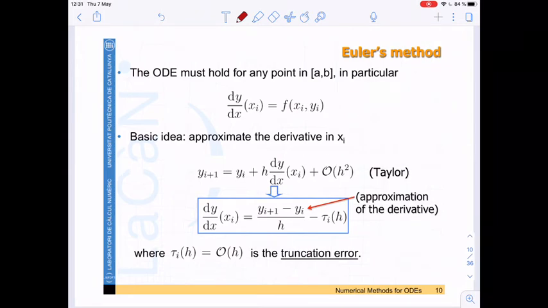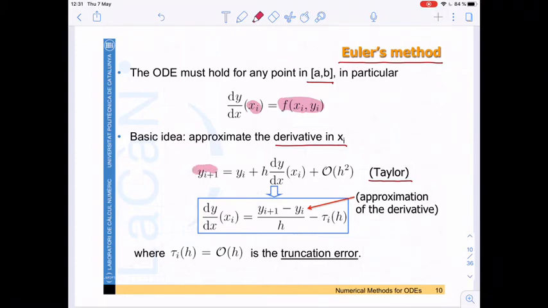Let us start with the simplest method, Euler's method. We'll start by saying that if the ODE must hold for any point in [a, b], in particular, it has to hold for the basis point x_i. So dy/dx at x_i has to be equal to f(x_i, y_i). And then what we do is approximate the derivative at x_i, and for that, the key idea is a Taylor expansion. So y_{i+1} equals y_i plus the step size h times the first derivative at x_i plus higher order terms.